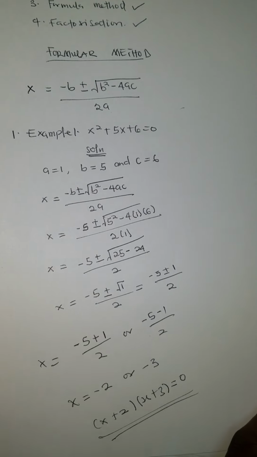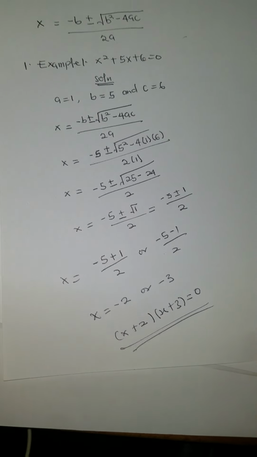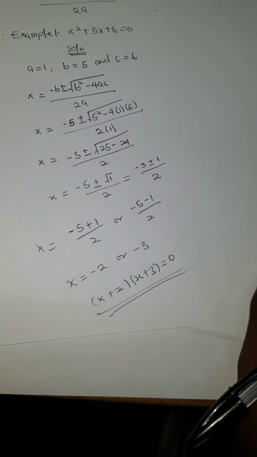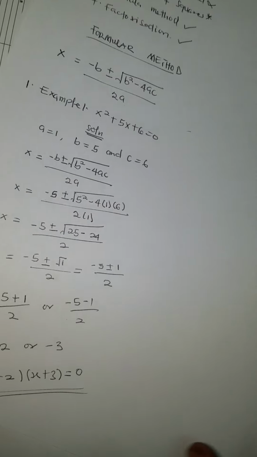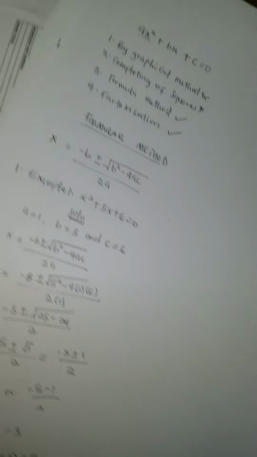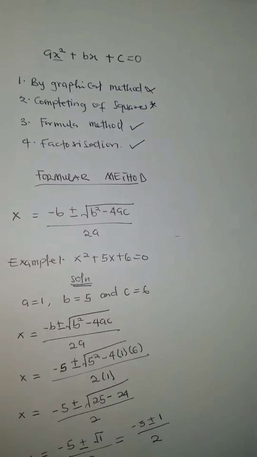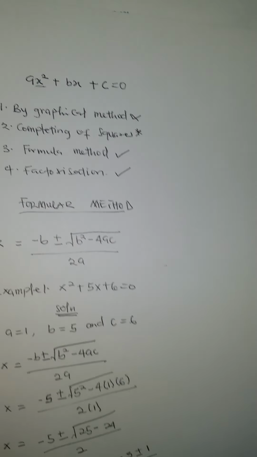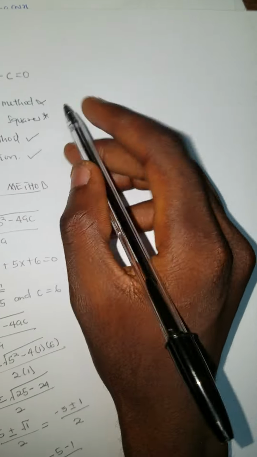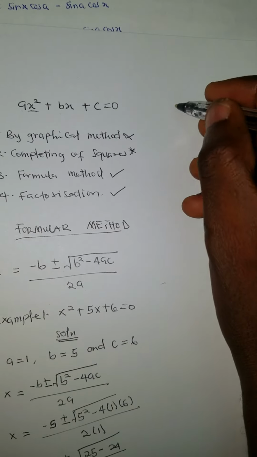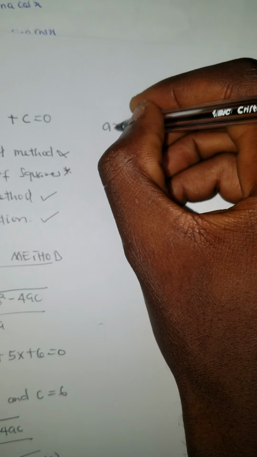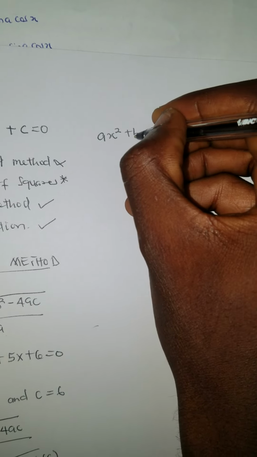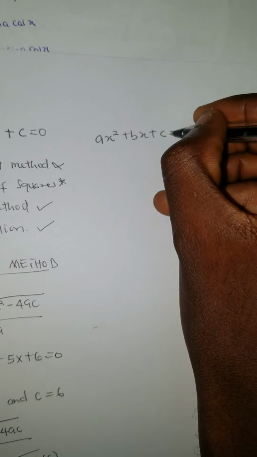Now we shall solve this same question with the other method, the factorization method. But let me give a preamble about the factorization method before we continue. Now for the factorization method, when you are given a quadratic, let's say ax squared plus bx plus c equal to 0.